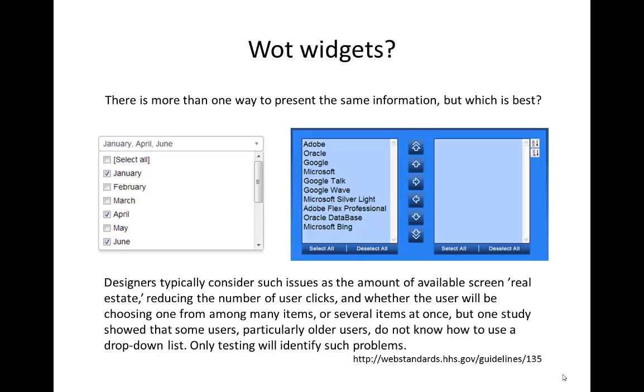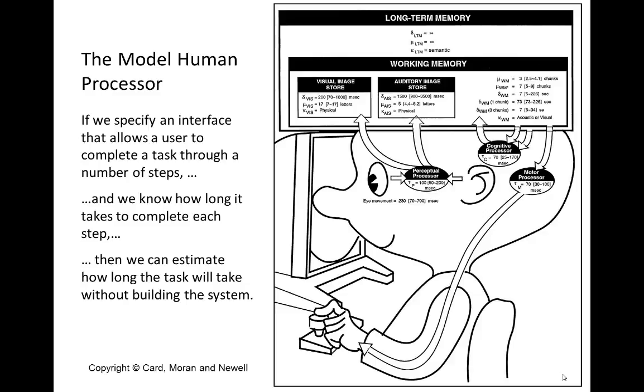But one study showed that some users, particularly older users, do not know how to use a drop-down list. So in such cases, only testing will identify such problems. So this may seem a perfectly good solution, but your users are a particular subset who may have problems in actually knowing how to use and understanding these affordances that they're given, as in there's a pull down menu, and when you pull down the menu you make a choice, and that has implications.